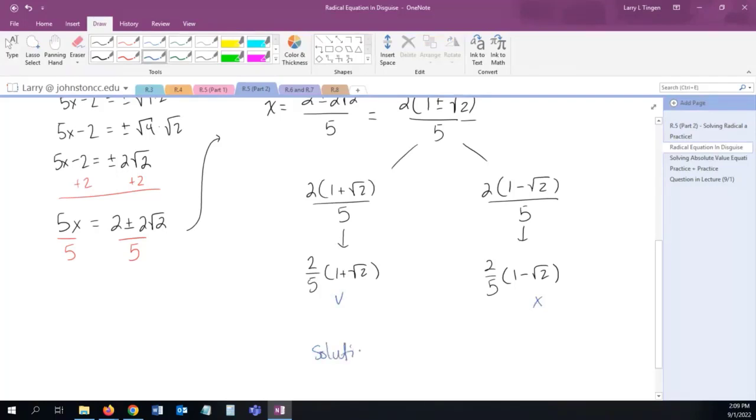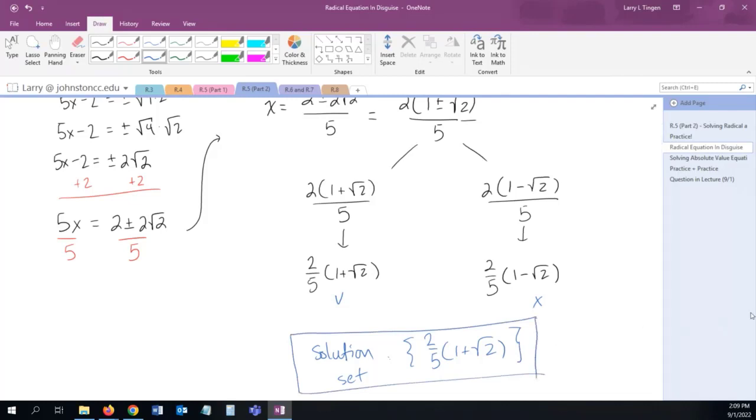My solution set contains 2/5 times 1 plus root 2. All right. So that is radicals.